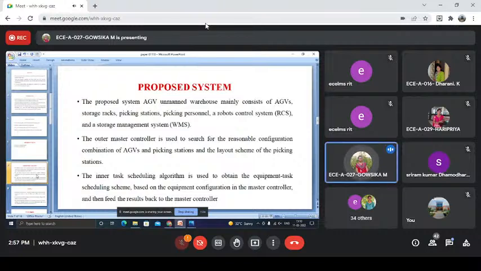Inside the system, we are considering storage racks, picking robots, and a control system. The outer master control is used for sorting and picking for our purpose. There is a task scheduling algorithm used to optimize the equivalent task scheduling. It is based on equivalent configuration and feeds the result back to the master control.